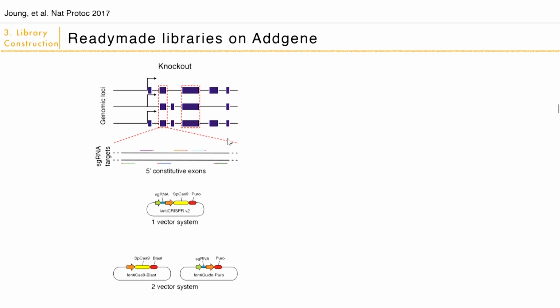From our lab, we have the GeCKO libraries, which many of you probably have heard of. The GeCKO libraries come in either a one-vector system, where the Cas9 and the guide RNA are on the same vector, or a two-vector system, where you have the Cas9 and guide library separate. Typically, people would choose a two-vector system because it's easy to make a cell line with Cas9 and then just introduce the library at low MOI afterwards, after building the cell line.